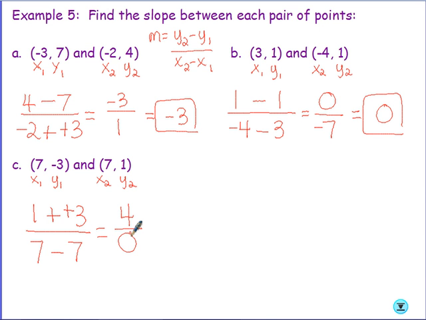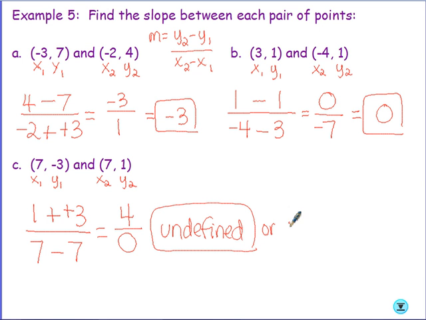Anytime the 0 is in the top, like example B, the answer will be 0. When the 0 is in the bottom, like example C, this is when we write undefined. Or yes, I will let you abbreviate it UND. So remember, 0 in the top is 0, 0 in the bottom is undefined. Now, this is with 2 pairs of points. We're going to look at 2 other options for slope.